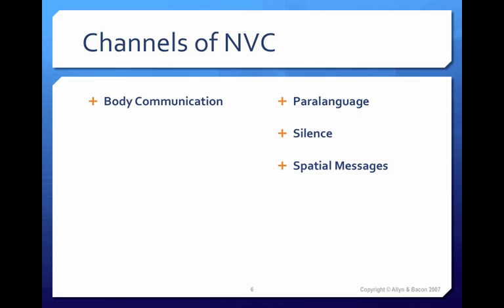The next channel, and this is channel number 4, are the spatial messages. And this is how close you stand to someone. So we have 4 different distances. The first is the intimate distance. This is 0 inches to 18 inches. This indicates an intimate relationship. The next is a personal distance, and that is 1.5 feet to 4 feet. So the closer you would stand, it would show that your relationship was more personal than non-personal.